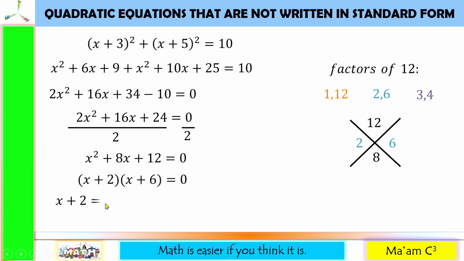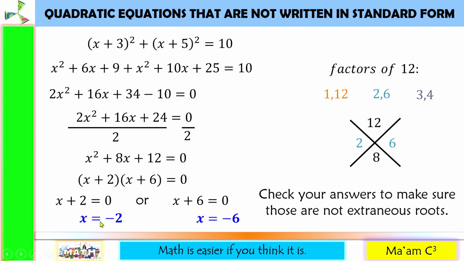x plus 2 equals 0 or x plus 6 equals 0. Moving 2 on this side, x equals negative 2. x plus 6 equals 0, x equals negative 6. Again, you have to check your answers to make sure these are not extraneous roots.